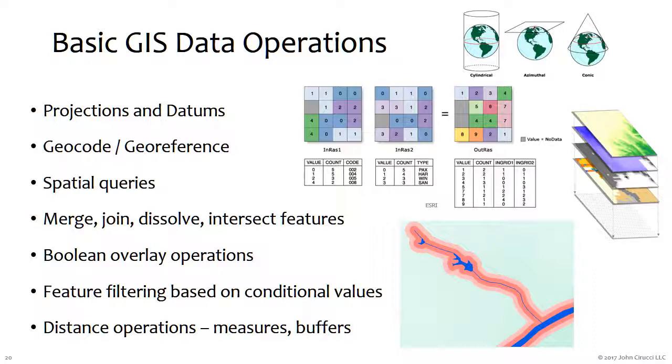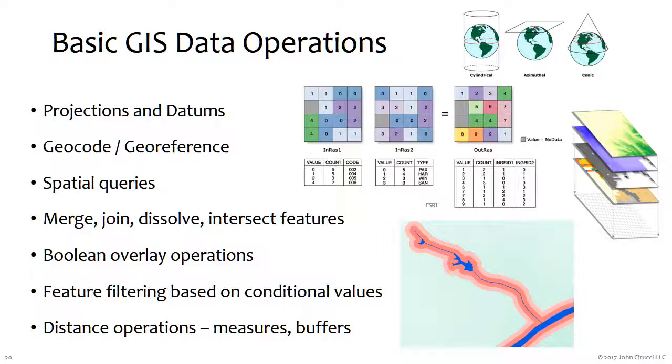So I have these layers, and I want to know where the temperature is above 40 degrees and the grass is green and we're more than 100 feet from a road. And you can basically run those operations across different layers and identify those places that meet that criteria.